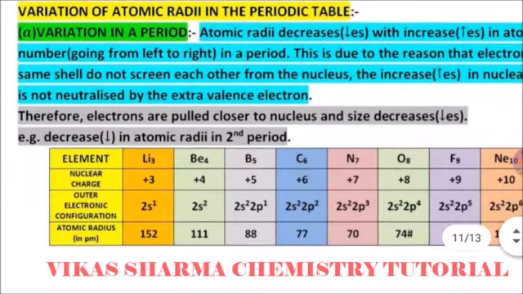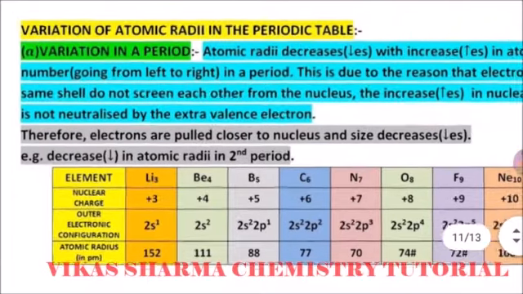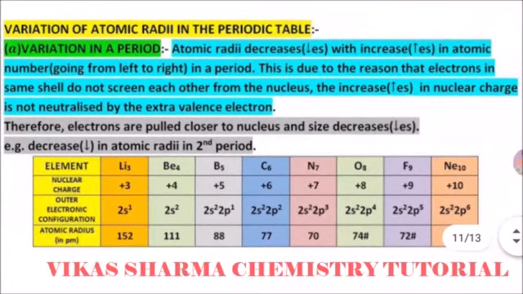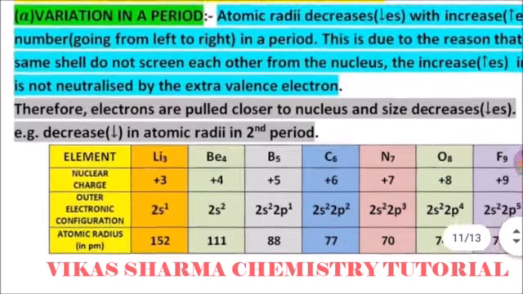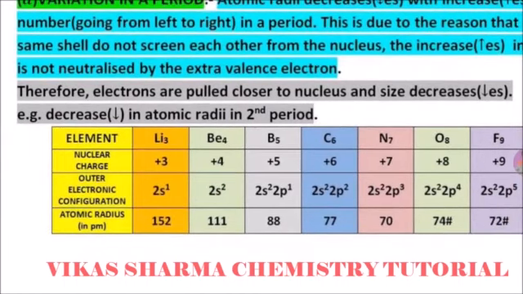The next topic is the variation of atomic radii in the periodic table. Variation in a period: atomic radii decrease with increase in atomic number, meaning going from left to right in a period. This is because electrons in the same shell do not screen each other from the nucleus. The increase in nuclear charge is not neutralized by the extra valence electron. Therefore, electrons are pulled closer to the nucleus and the size decreases.